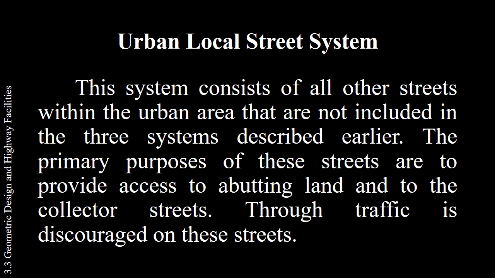Urban local street system. This system consists of all other streets within the urban area that are not included in the three systems described earlier. The primary purposes of these streets are to provide access to abutting land and to the collector streets. Through traffic is discouraged on these streets.